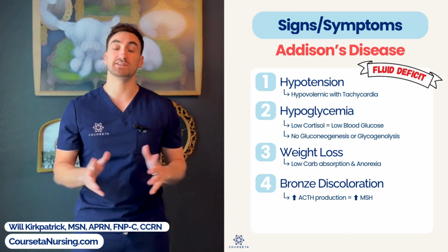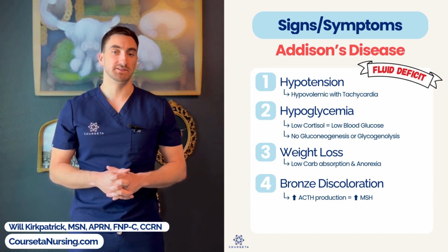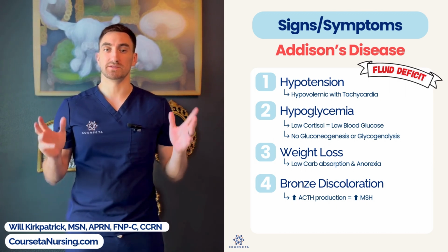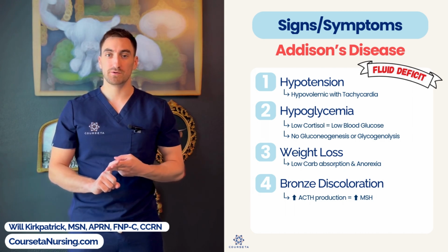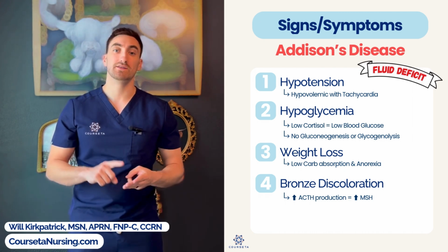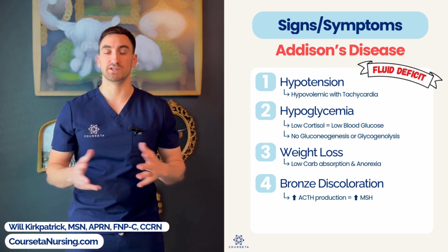All right, so signs and symptoms of Addison's disease. When we're talking about Addison's disease signs and symptoms, I want you guys to remember these big 4 points. It is hypotension, hypoglycemia, weight loss, and then bronze coloration. Make sure you guys write those down. We're going to explain each one of these.